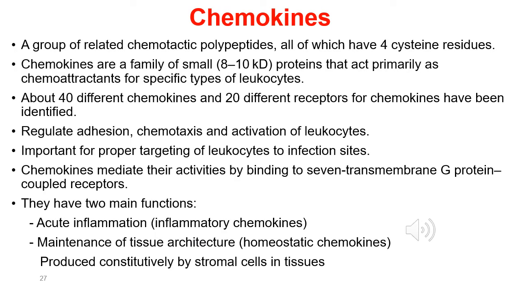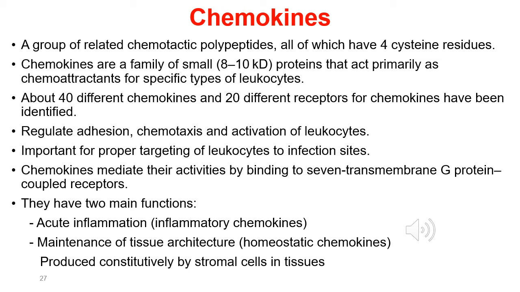Chemokines, on the other hand, are a group of related chemotactic polypeptides, all of which have four cysteine residues. Chemokines are a family of small proteins, usually 8 to 10 kilodalton, that act primarily as chemoattractants for specific types of leukocytes. However, there are about 40 different chemokines and 20 different receptors for chemokines, which have been described and identified. In general, these chemokines regulate adhesion, chemotaxis, and activation of leukocytes. They are important for proper targeting of leukocytes to infection sites, and they mediate their activities by binding to the 7 transmembrane G protein coupled receptors, if you can remember them, that we discussed probably in the first lectures.